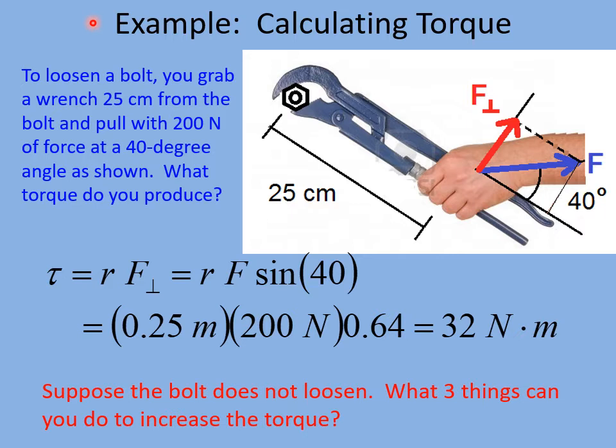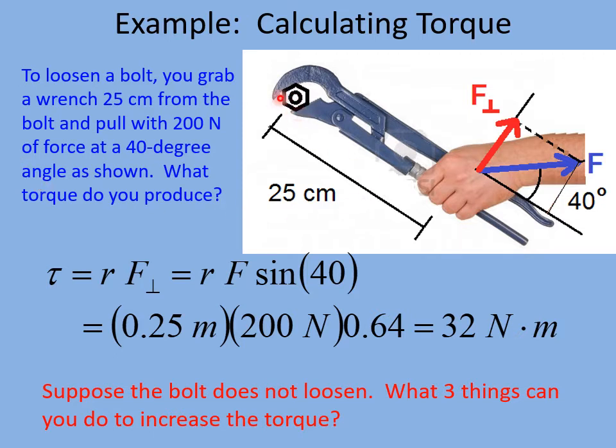Here's another example of torque where we're actually going to do some calculations with numbers. So this is our wrench problem again. It says to loosen a bolt, you grab a wrench 25 centimeters from the bolt and pull with 200 newtons of force at a 40-degree angle as shown. What torque do you produce?